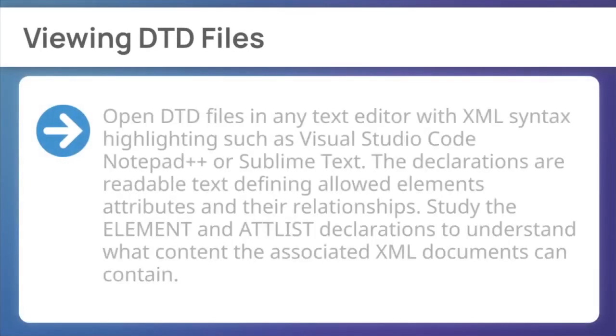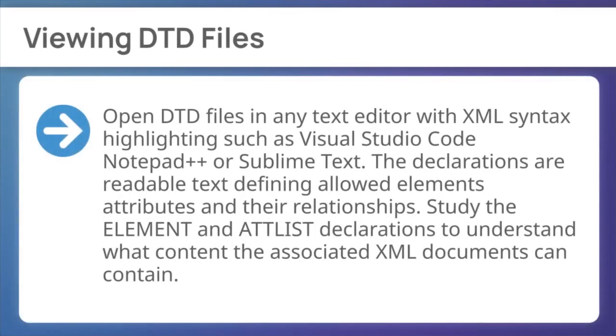First, viewing DTD files. Open DTD files in any text editor with XML syntax highlighting such as Visual Studio Code, Notepad++, or Sublime Text. The declarations are readable text defining allowed elements, attributes, and their relationships. Study the element and ATTLIST declarations to understand what content the associated XML documents can contain.